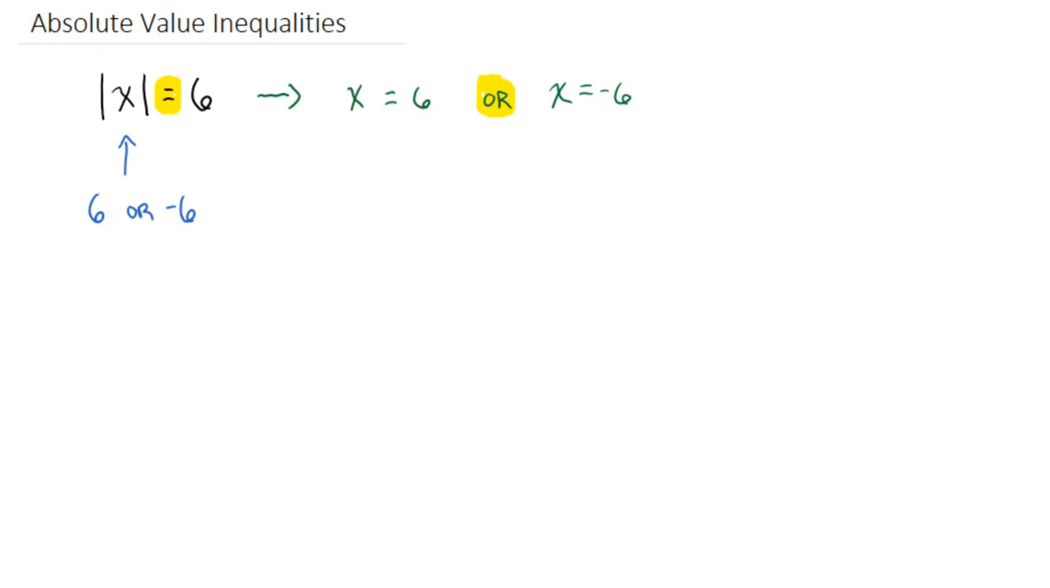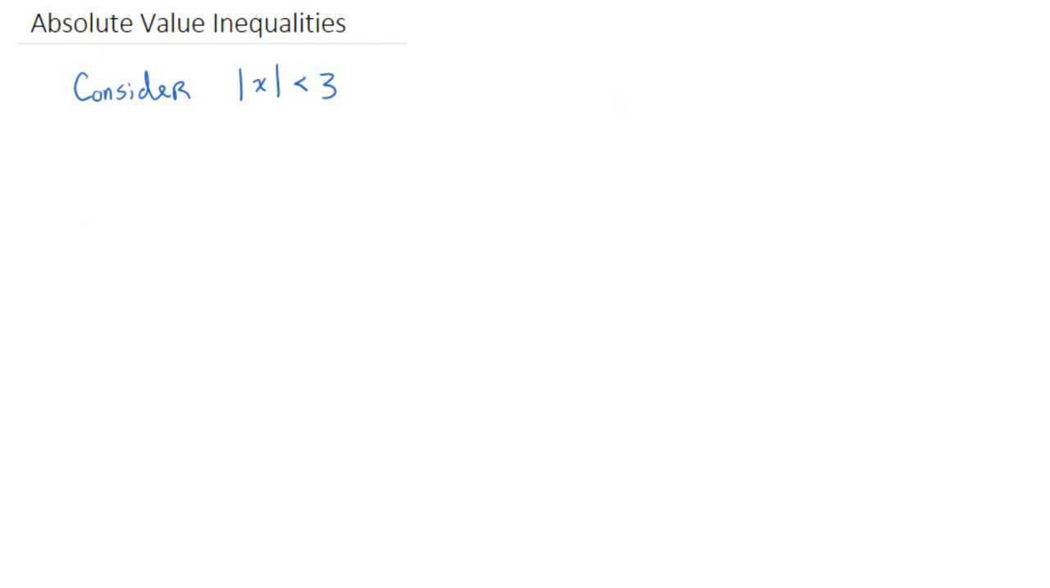But essentially, as a spoiler, when we deal with absolute value inequalities, it's going to break apart into a compound inequality that we then have to solve. Let's start out with a very straightforward example so we can see what's happening with the inequality symbol as well as the and or issue. Alright, let's consider the absolute value inequality: the absolute value of x is less than 3.